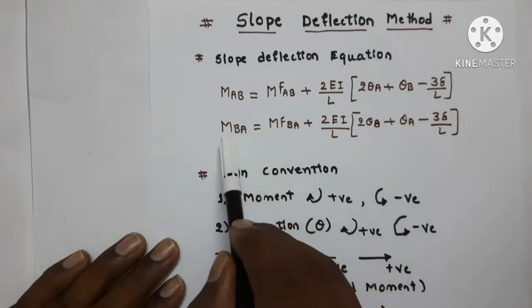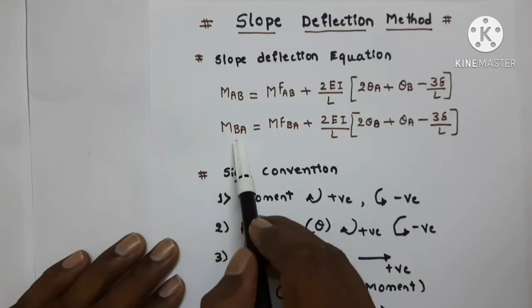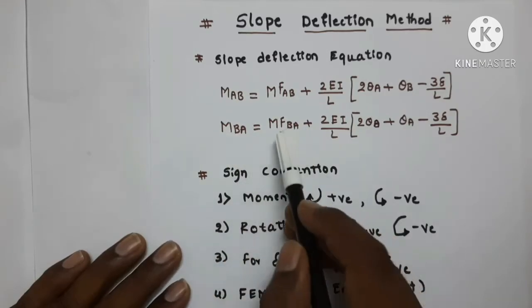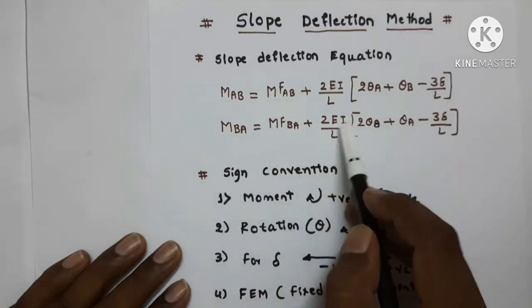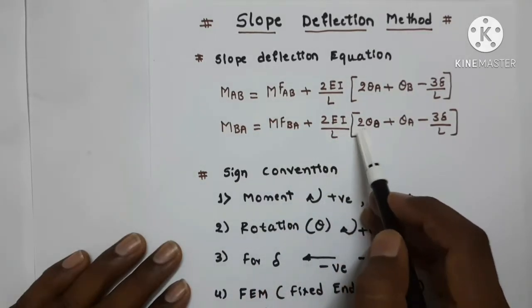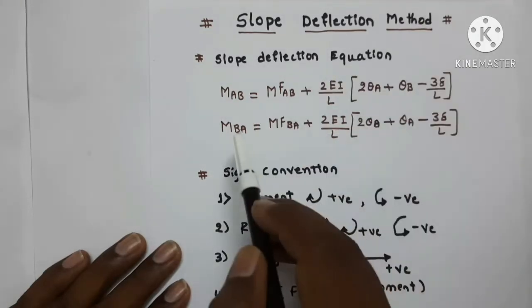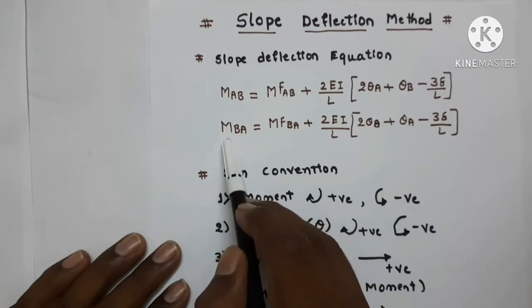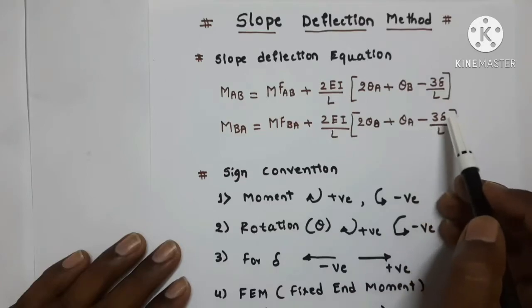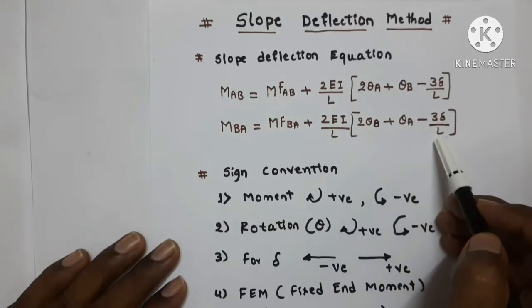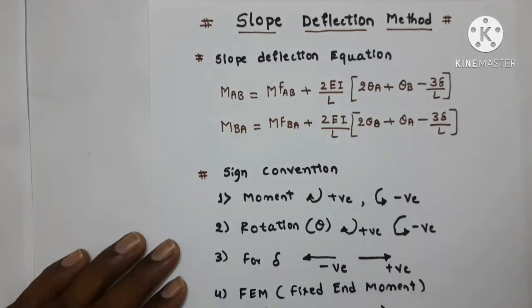So next, if you go with the support B, MBA, the support moment at B, is equal to MFBA, that is fixed end moment, plus 2EI upon L, and right now 2 theta B. So we will consider the next support joint B. Here we are calculating the support moment at joint B: 2 theta B plus theta A minus 3 delta upon L. So this condition is applicable if there is sinking of support.